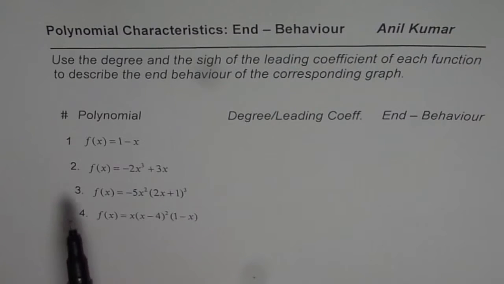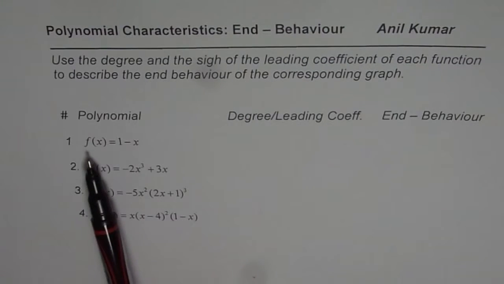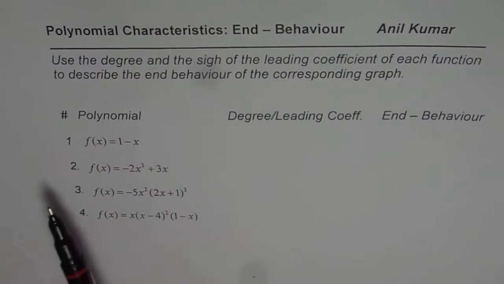The four polynomials given to you are f of x equals 1 minus x, f of x equals minus 2x cubed plus 3x, f of x equals minus 5x squared times (2x plus 1) whole cube, and f of x equals x times (x minus 4) whole square times (1 minus x).